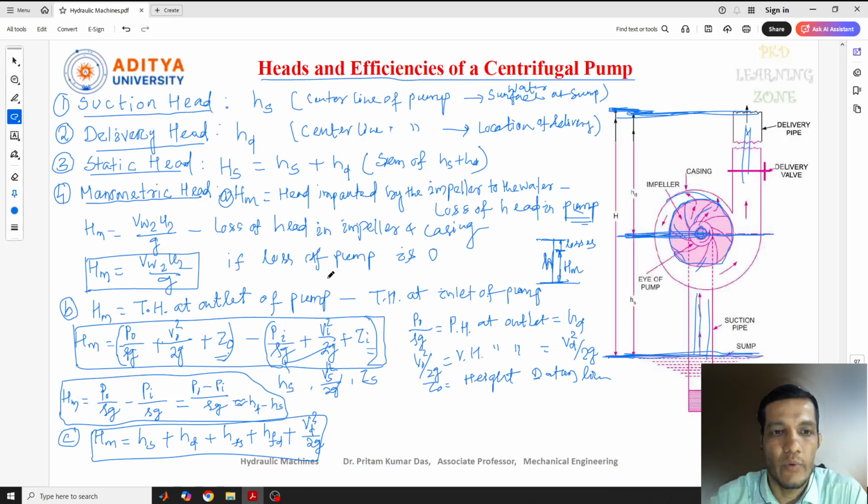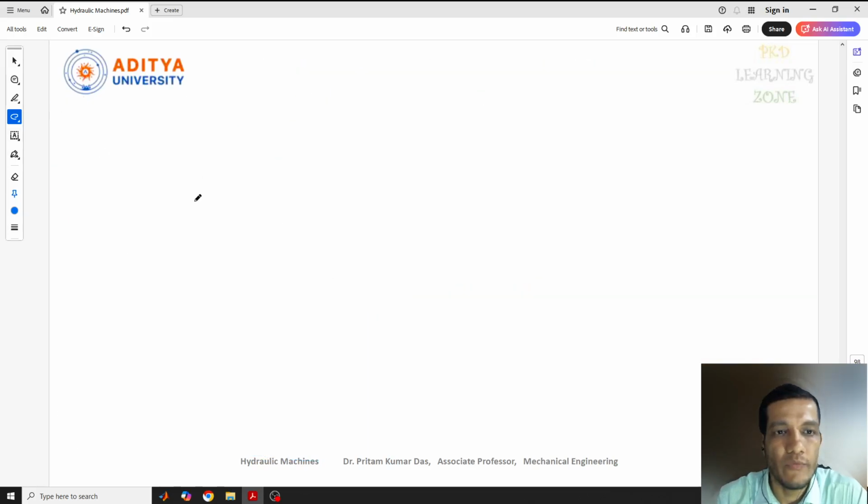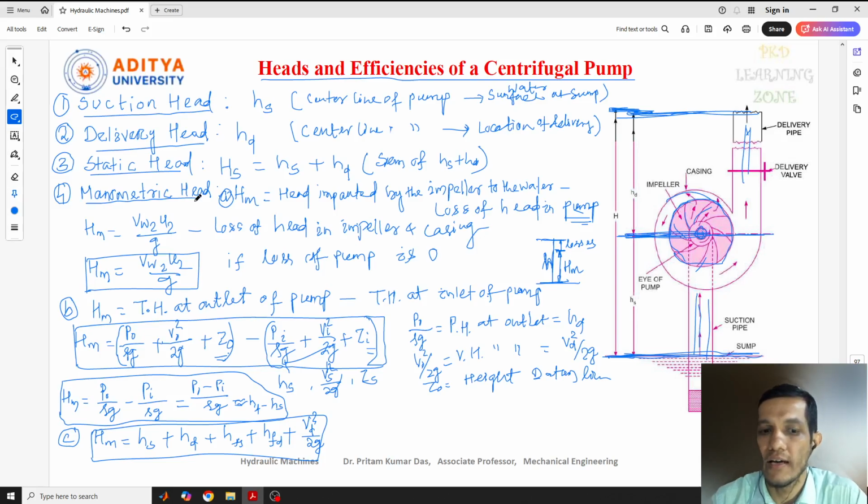Now we'll discuss the efficiencies. Before going to the efficiencies, have a look at this pump, because from here we are going to identify what pump efficiencies are involved in the centrifugal pump. Basically, we have already seen previously manometric efficiency, then overall efficiency, then mechanical efficiency, then volumetric efficiency, and some other efficiencies are available.